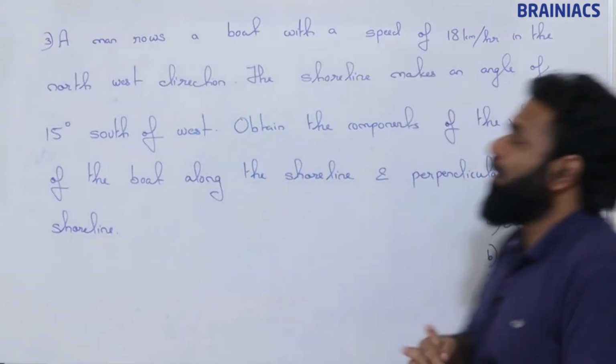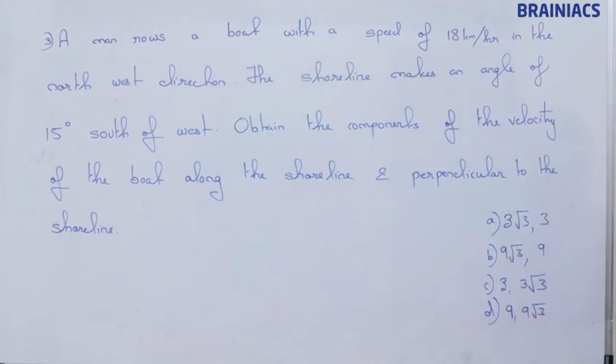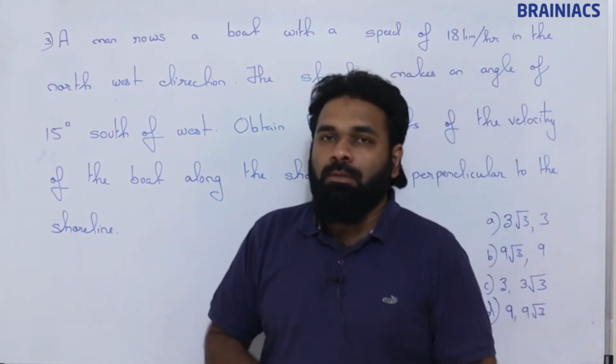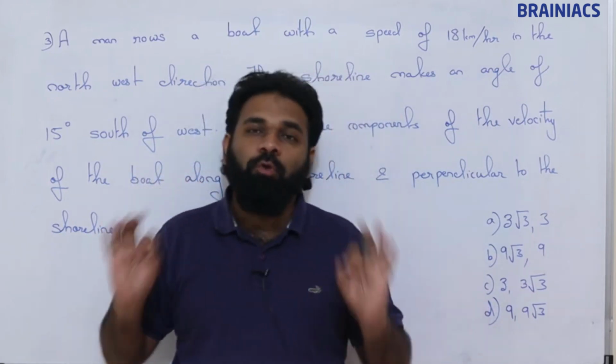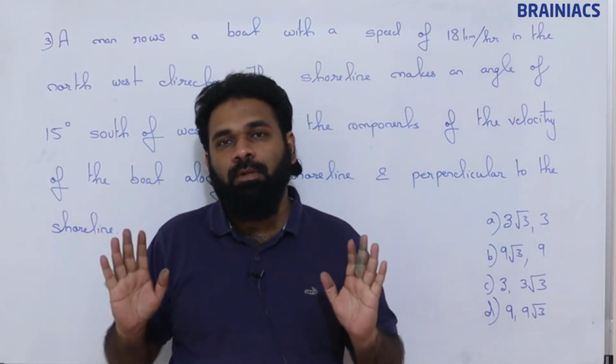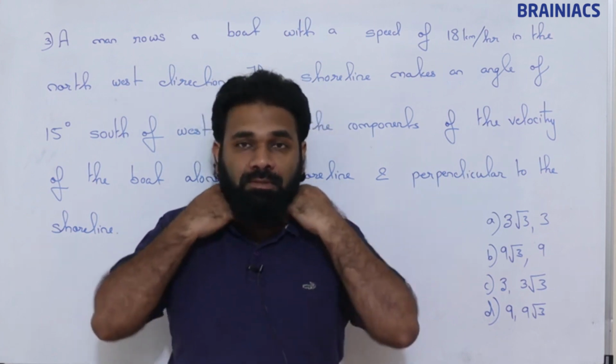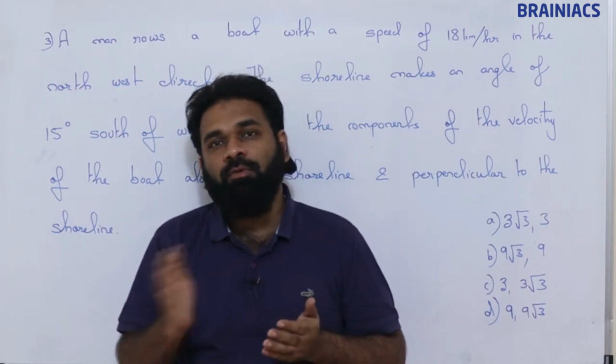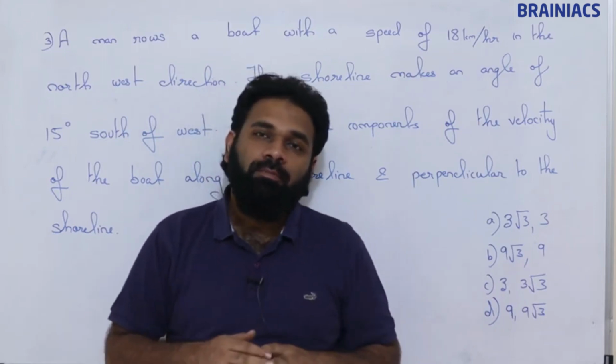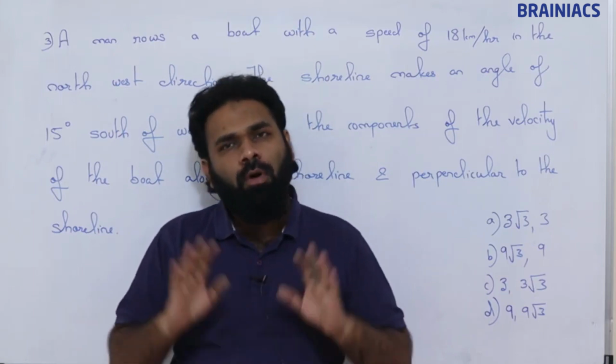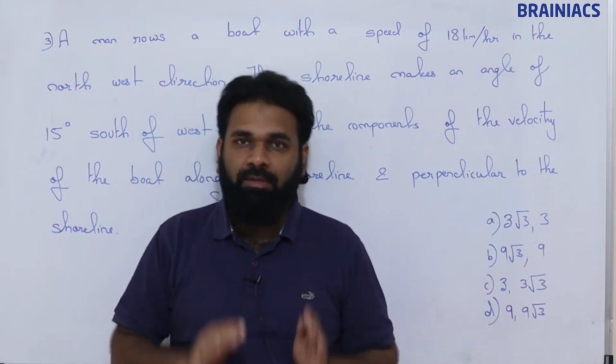Take this question. A man rows a boat with a speed of 18 km per hour in the northwest direction. The shoreline makes an angle of 15 degrees south of west. Obtain the components of the velocity of the boat along the shoreline and perpendicular to the shoreline. So no new concept is present in this question. How to take the angles, like 45 degrees south of west, or 30 degrees west of south, 15 degrees north of east, all these things we have seen in the vector basics.